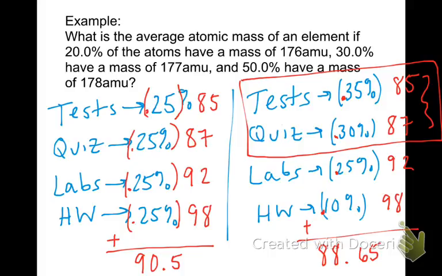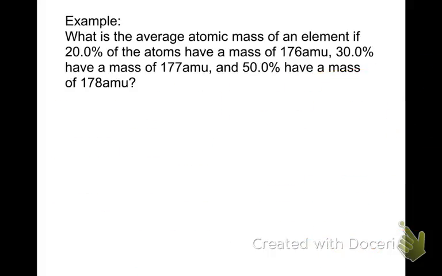So what we're going to do is apply that same principle for calculating the weighted average, or average atomic mass, of our particular elements. So what is the average atomic mass of an element if we have 20% of the atoms that have a mass of 176 AMU, 30% of the atoms have a mass of 177 AMU, and 50% of the atoms have 178 AMU?